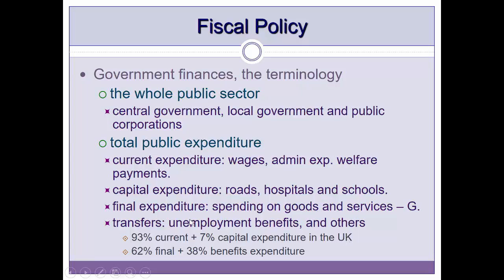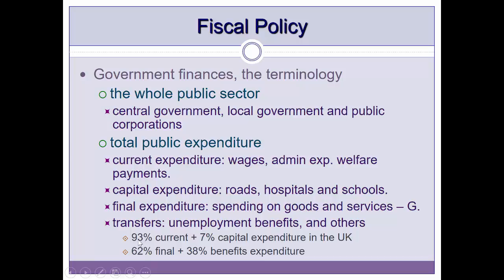Now, according to statistics, it looks like 93% of expenditure is current. So, wow, that's huge. If annually the government is spending 100 billion, for example, 93% of it is spent on short-term expenses, paying bills and admin expenses, welfare payments, and only 7% is capital expenditure in the UK. That's a low amount, basically. Only 7 billion of 100 billion is spent on building houses and hospitals. Maybe that's why we're facing an NHS crisis. We don't have enough hospitals.